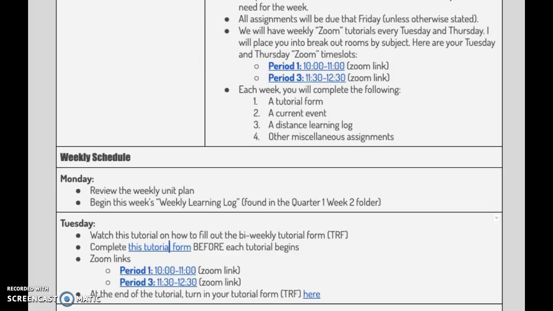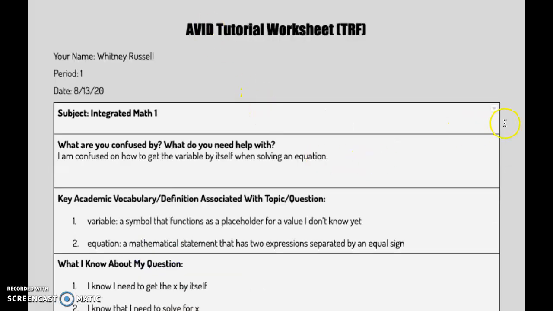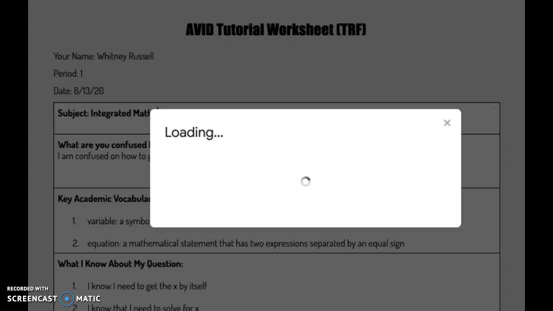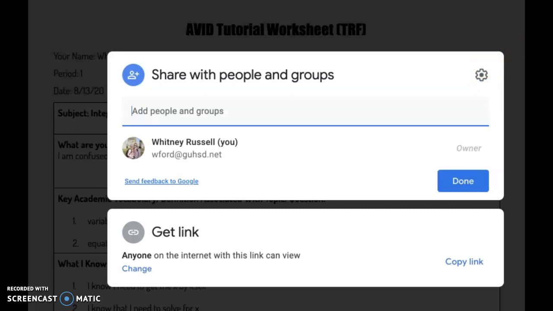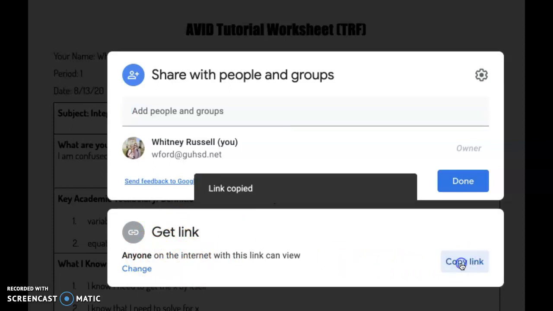Going back, I forgot to tell you all something. Going back to your tutorial form, you need to go up to the right-hand corner of your tutorial form, and it's hard for me to show you on a screencast, but I clicked the blue share button in the top right corner. See right here where it says get link. I'm going to click copy link, okay? Once I click copy link, the link is copied.